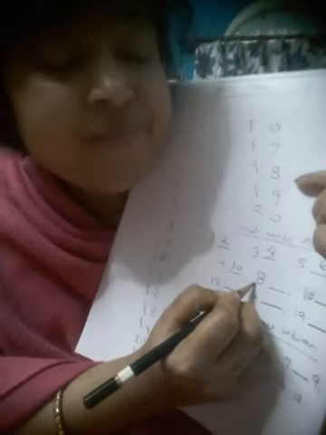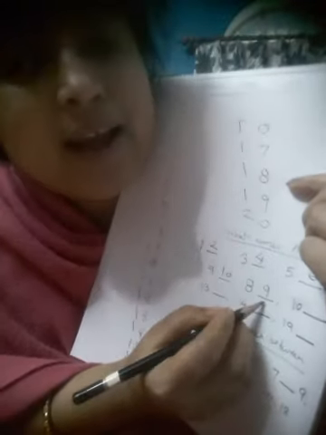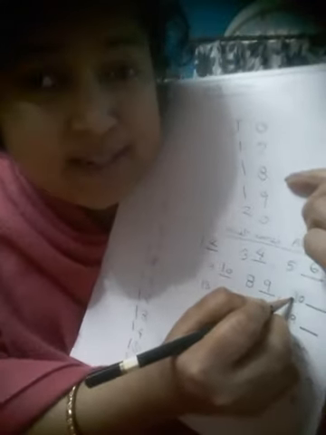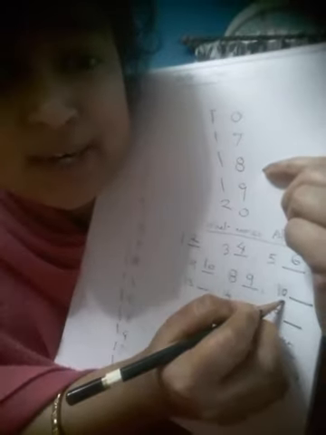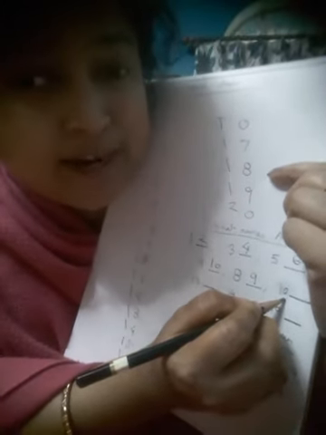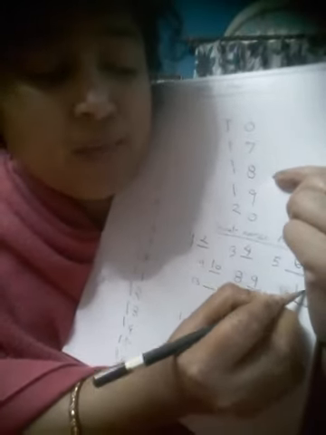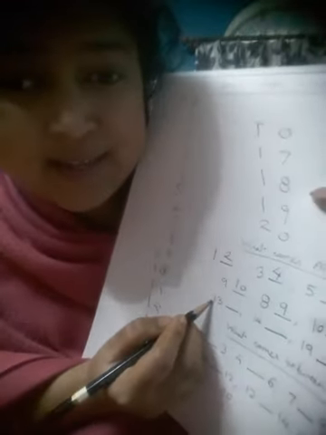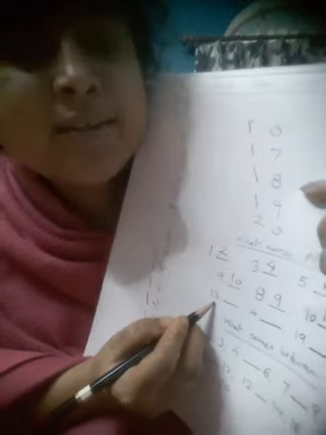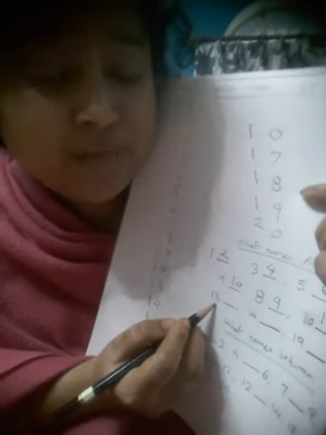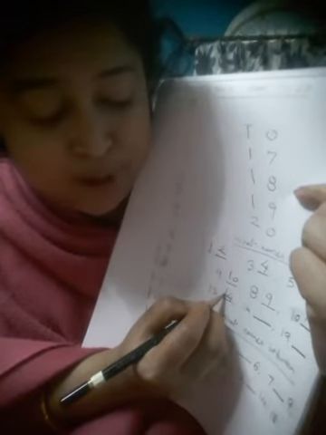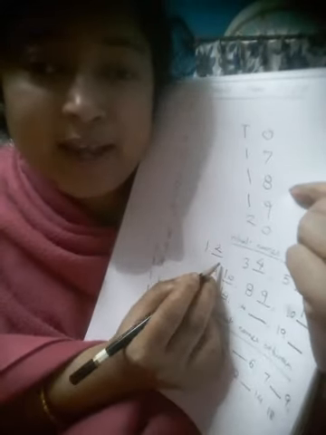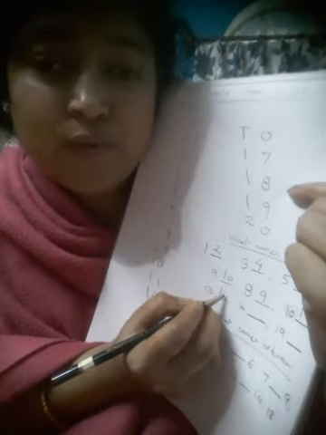What is this? 8. And what will you write after 8? 9. What is this? 1 0, 10. And what's the next number? 1 1, 11. Very good. What is this? 1 3, 13. And what is the next number of 13? Very good, 14. 1 4, 14, or 1 tens, 4 ones is 14.